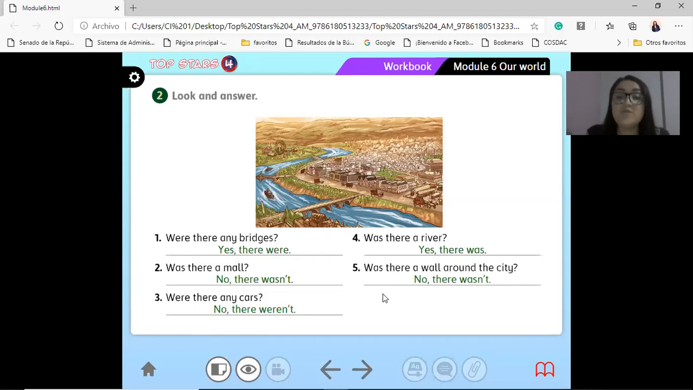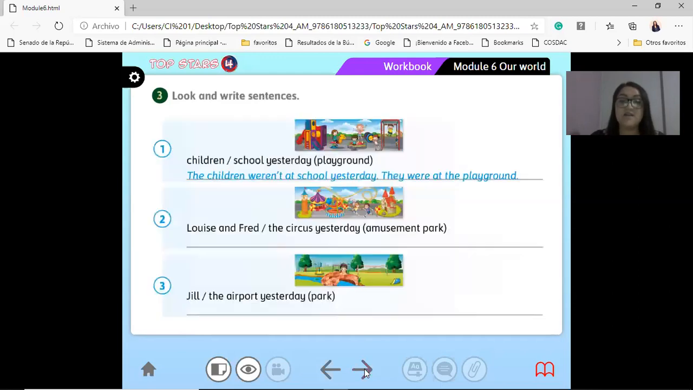If you need to stop the video, do it freely. Puedes detener el video cuando lo necesites. Y si terminaste, podemos continuar con la siguiente actividad. Okay? We will continue with the next activity. And this, we are finishing page 62. Estamos terminando la página 62. And we will check the last page of this class. La última página de esta clase.